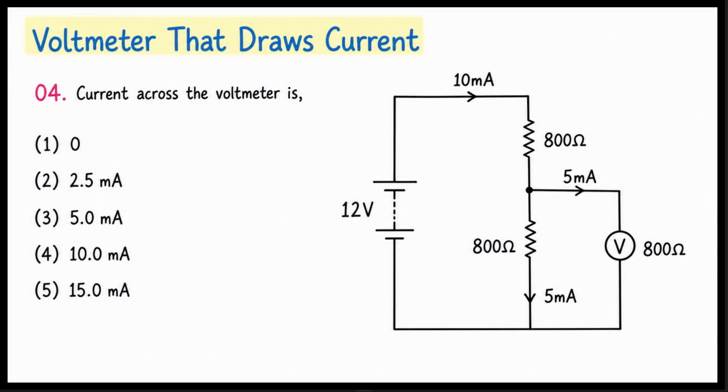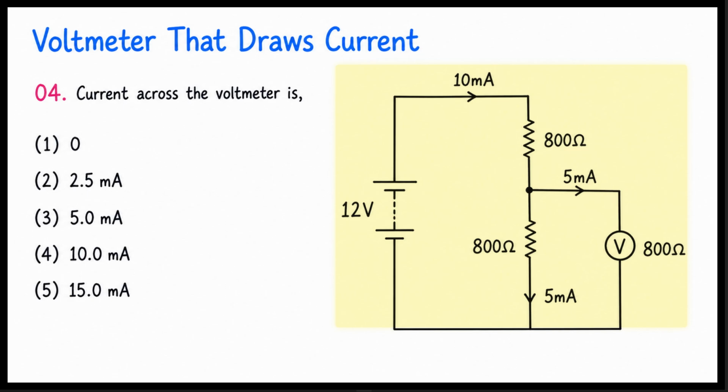Question 4 is a classic trap question. The stem is just 4 words. Current across the voltmeter is followed by 5 numerical options, but the diagram is the whole story. A 12-volt cell is in series with an 800-ohm resistor. After that, there's a parallel combination of another 800-ohm resistor and a voltmeter. And crucially, the voltmeter is labeled 800 ohms.